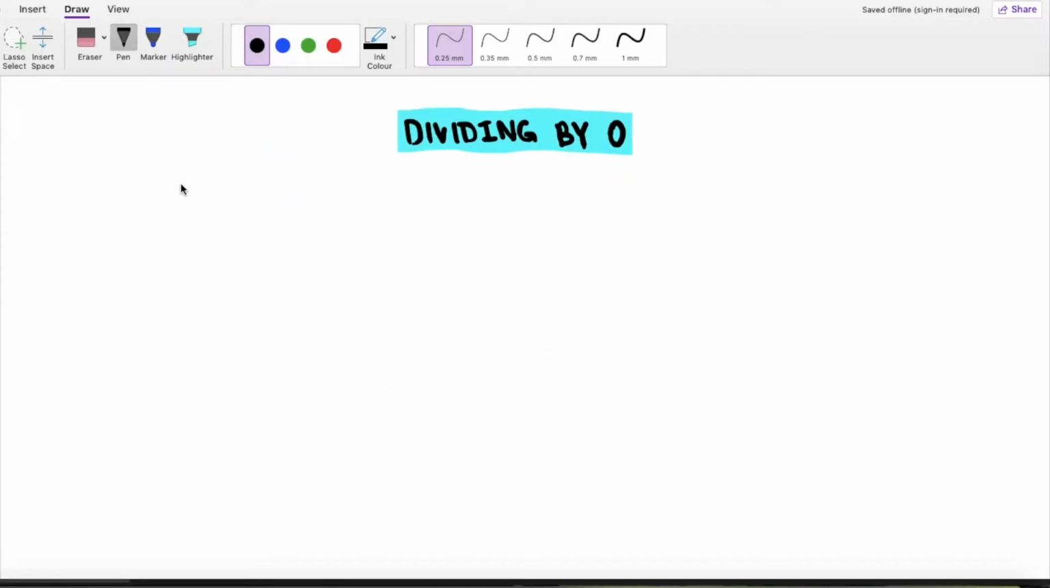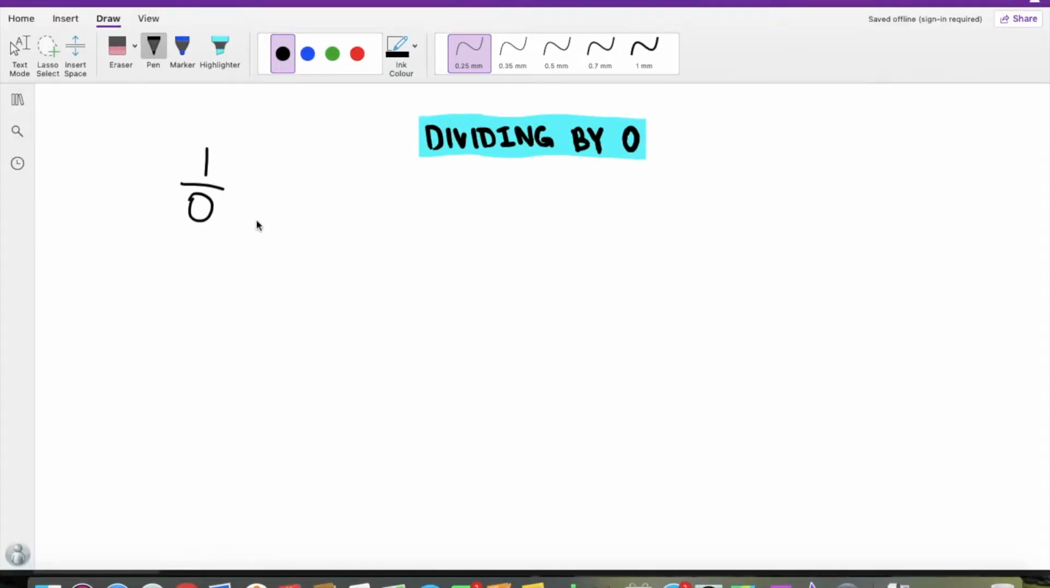Dividing by 0. Let's start with this. 1 divided by 0. What would the answer be? Well, how many times does 0 go into 1? When we do the division, we see that we are always getting the remainder of 1. So 0 can go into 1 infinite times. Does that mean that infinite is the answer?